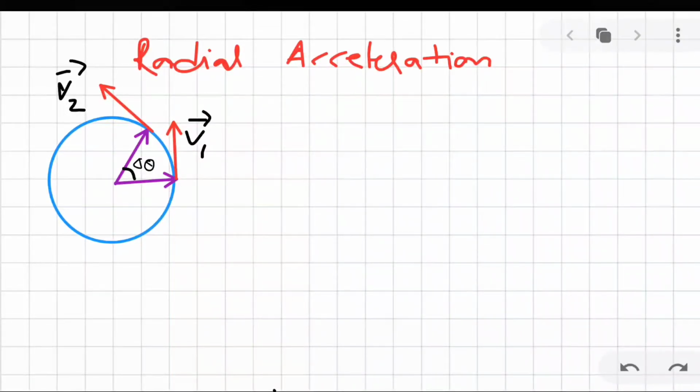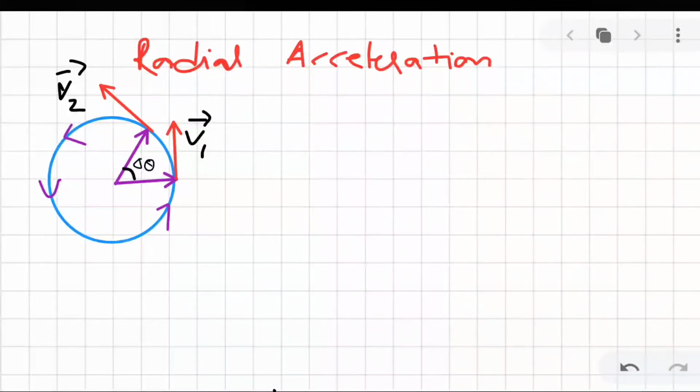Now in this video we are going to discuss the topic of radial acceleration. We will derive the expression for radial acceleration. Here we have a particle which is moving in a circular path, in the anti-clockwise direction, like this.